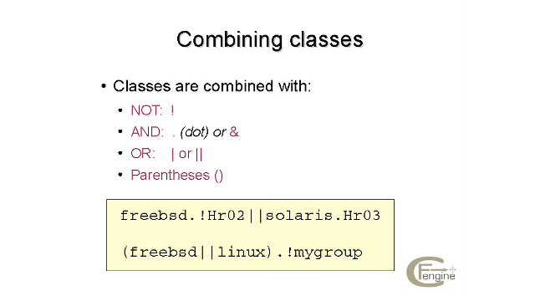Combining classes, they really look just like Boolean variables, although this is an interesting point. They're not really Boolean variables. They are attributes that have been verified about the system. And they can be combined in expressions using the usual Boolean operators, not, and, dot, or ampersand for and, or can be one or two, actually as many vertical bars as you like. CFEngine doesn't really care. And of course you can put parentheses around things.